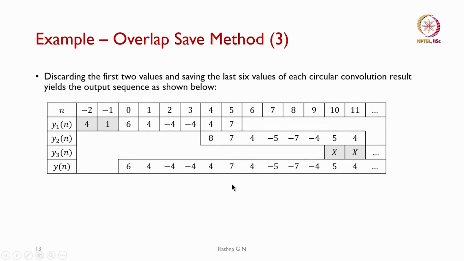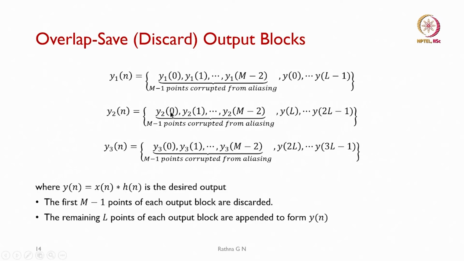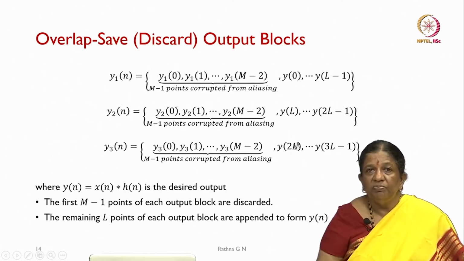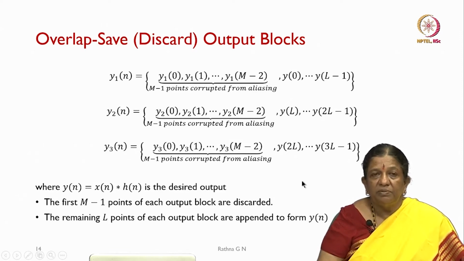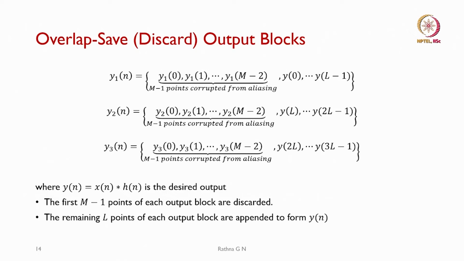So, this is the way the overlap save method works. You will see how the discarding of output blocks happens with respect to y1, y2, y3 in this case. So, from y1, the first m minus 1 points, 0 up to m minus 2, you will be discarding, and you will be considering only the remaining points. This is equivalent to the regular, that is linear, convolution of x of n with h of n. This is the desired output, and the first m minus 1 points of each output block are discarded and the remaining L points of each block are appended to form y of n. So, this covers both the overlap add and overlap save methods to compute FFT for a long length sequence.